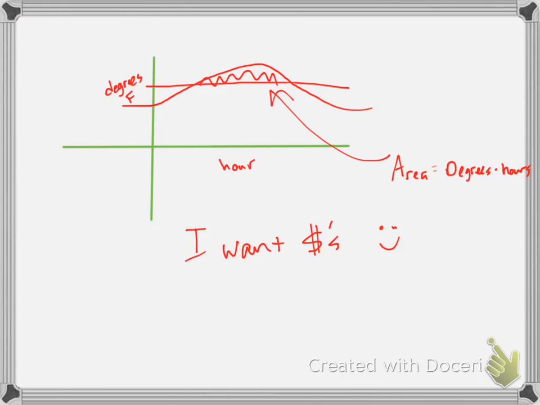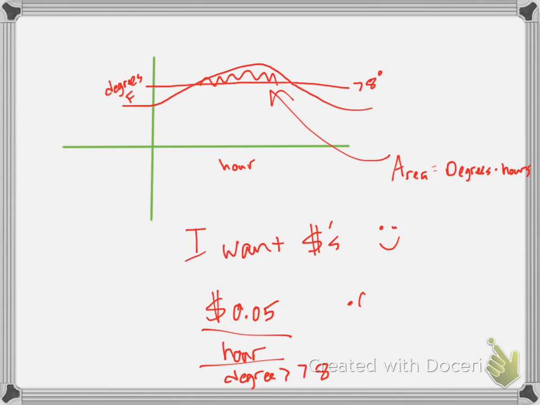Anyway, so there it is. I want money. So money, $0.05. This is the unit that you're given. Okay, this 5 cents per hour every degree greater than 78. Is there a greater than sign in there? Yes, it looks like another 7, but that is degree greater than 78, not 778. And if you go 5 cents per hour per degree greater than 78, that's like a double division, right? When you divide a denominator by another number, it's just the product of those two.